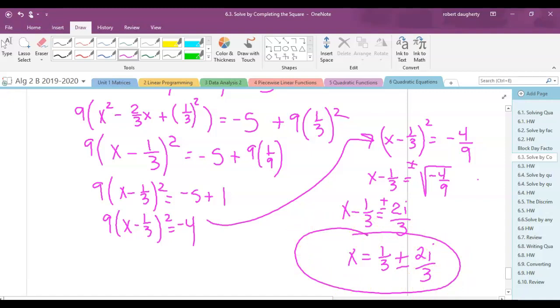Yeah, this one was a little bit complicated, okay? This one might be easier when we get to the quadratic formula, okay? That's just another method for solving, okay?